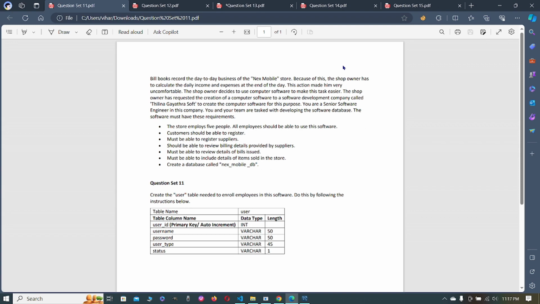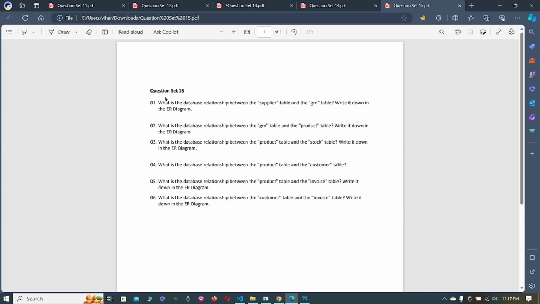Our question set 11 scenario is that there's a mobile store called Next Mobile, and the owner stores his monetary data and transactions in bill books, so he has to calculate the income and the expenses every day, and that's quite hard and uncomfortable for him. So he has decided to use computer software. That computer software is designed by Tirina, and that's our setting. So let's see question set 15.